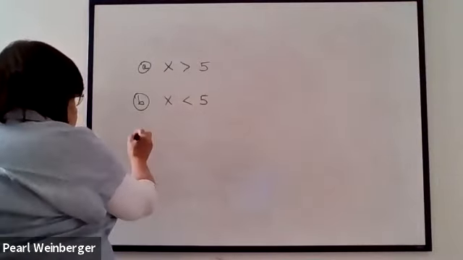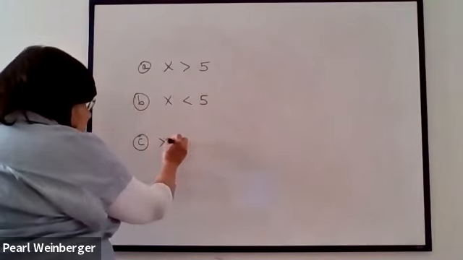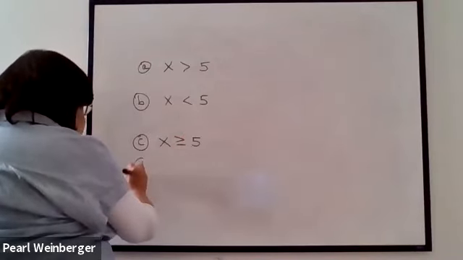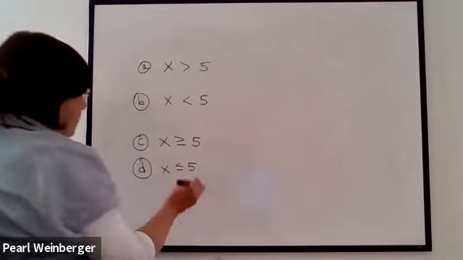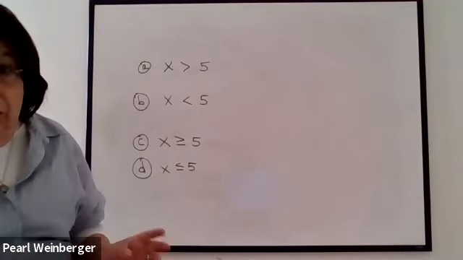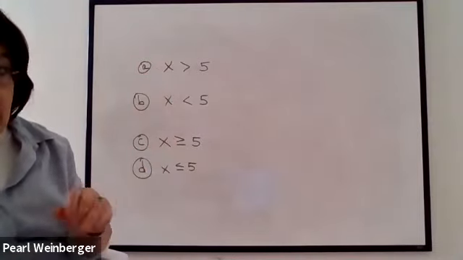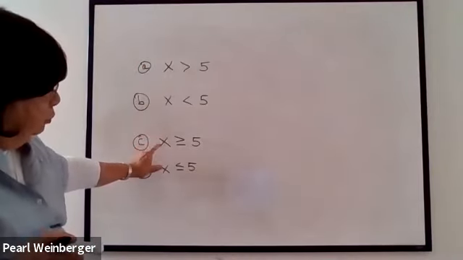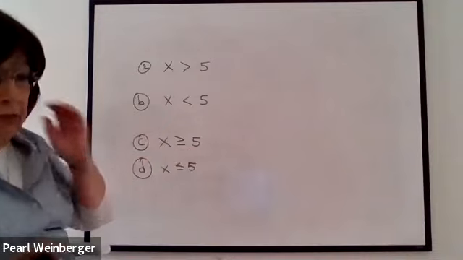The third type is where you have something like this: X is greater than or equal to 5. And the fourth type is X is less than or equal to 5. So if we compare these things, there are 2 examples, a less than and a greater than, that are straight inequalities. And then you have these 2 that have greater than or equal to, less than or equal to.